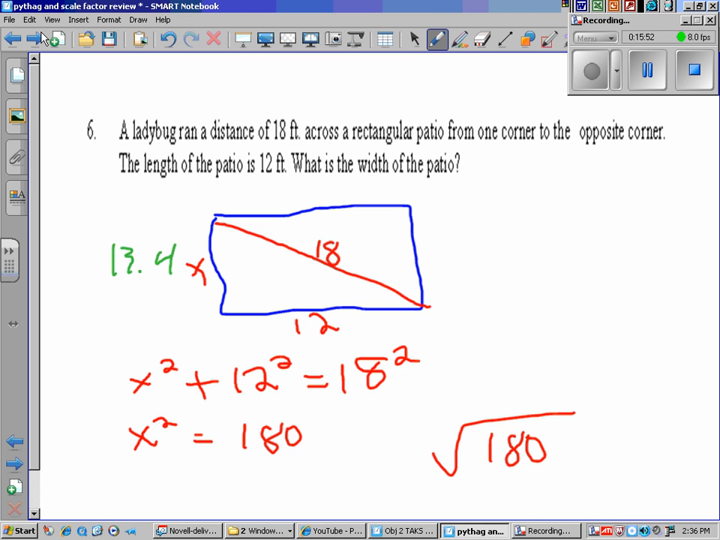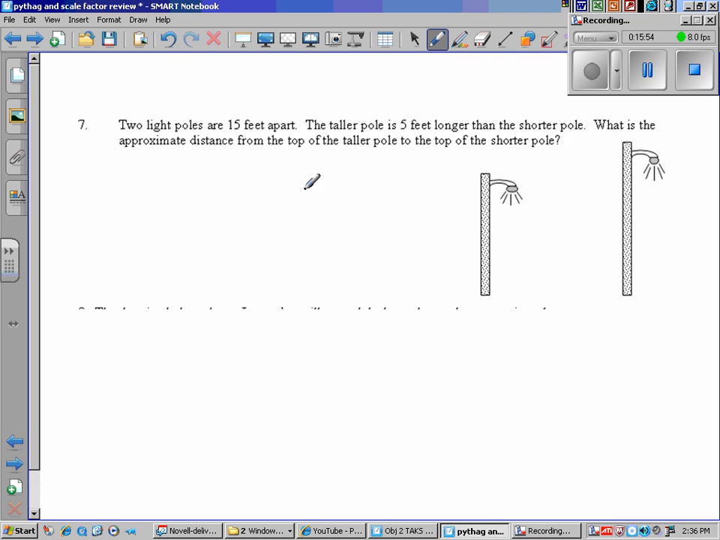Okay, so on the next one, there's just two more now. Okay, there's two light poles. They are both 15 feet apart. So from here to here is 15. Now it says that the taller pole is 5 feet longer than the shorter. So this right here is 5. It wants to know what is the approximate distance from the top of the larger pole down to the top of the smaller. So I'm going to go here.